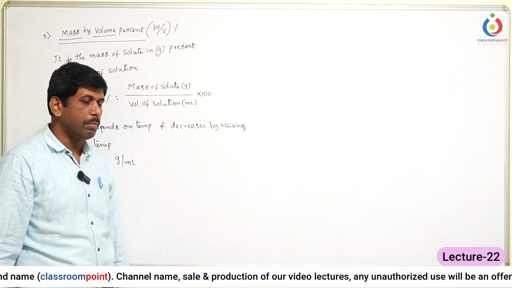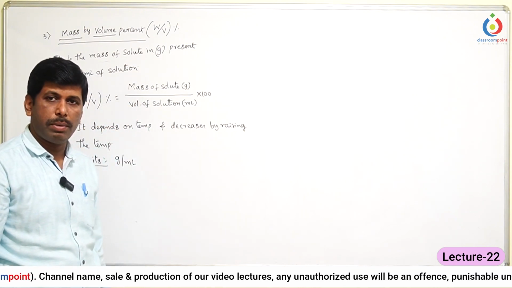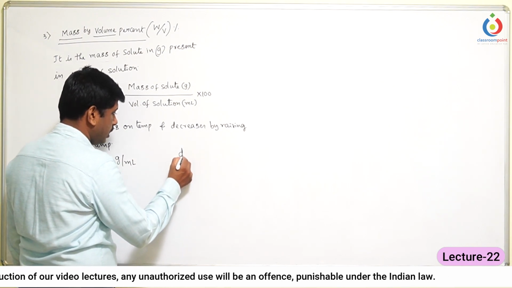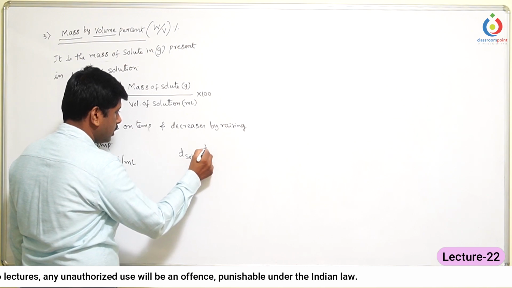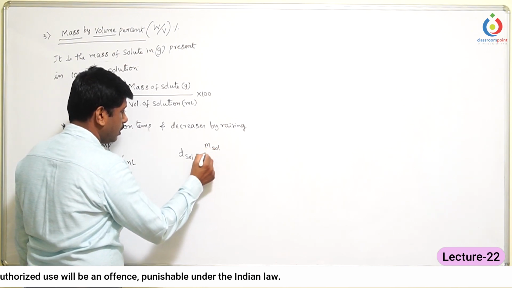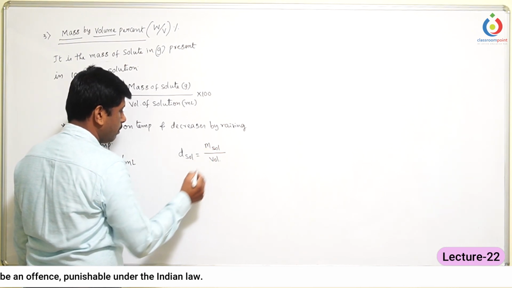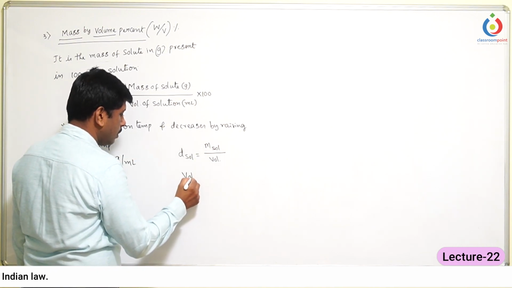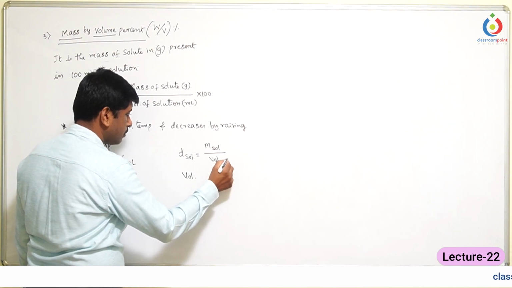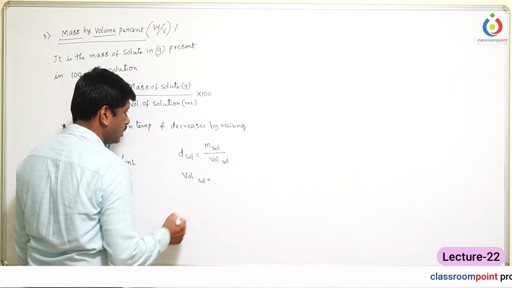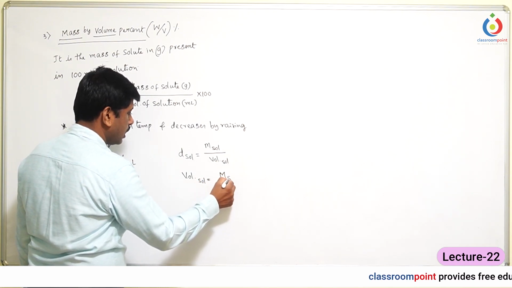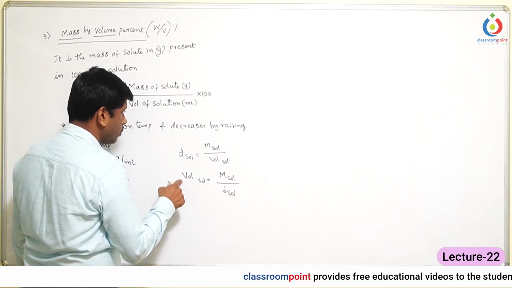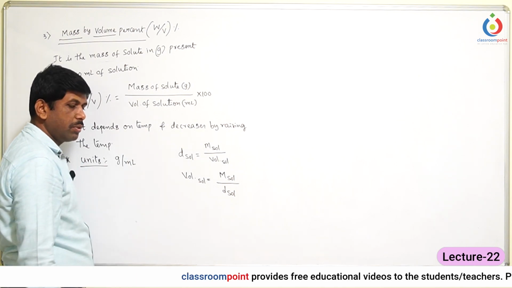What happens if sometimes volume of the solution is not given but other terms are given? We know that density of the solution is equals to mass of solution divided by volume of solution. So volume of solution, if you bring this side, so volume of solution is equals to mass of solution divided by density of solution. So this volume of solution we can substitute here.